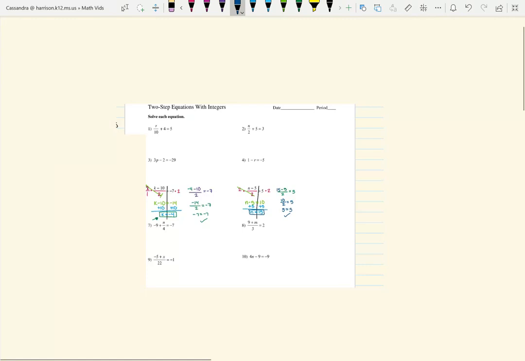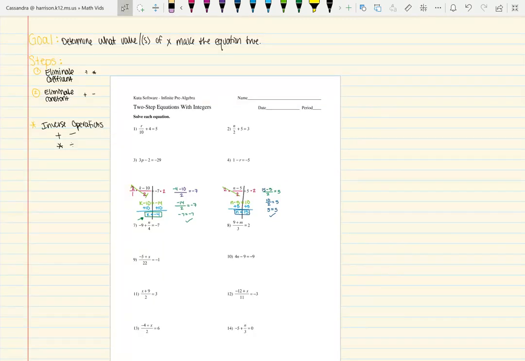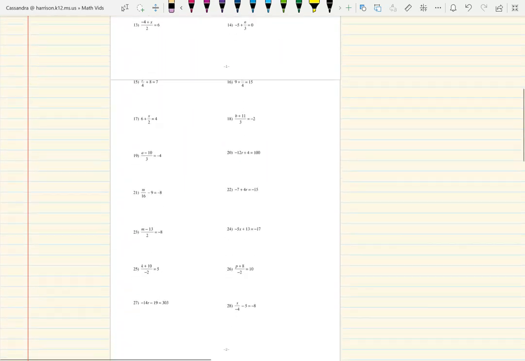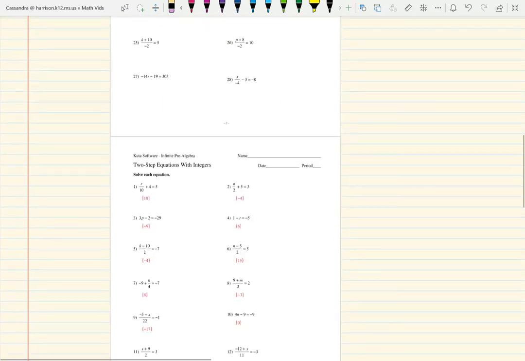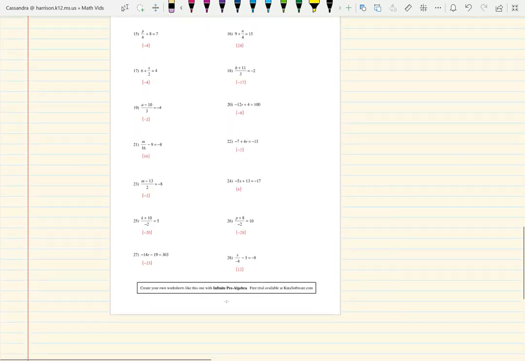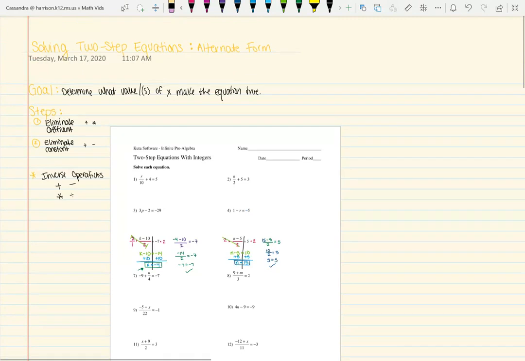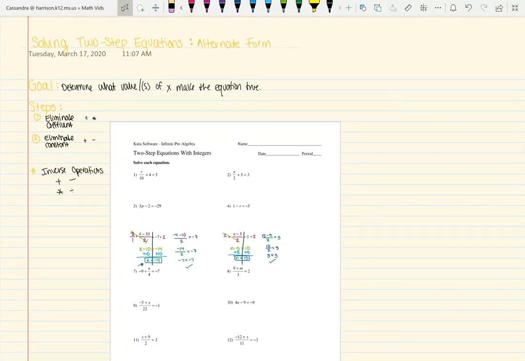That should help you guys with the rest of the problems from this worksheet. At this point, you have everything you need to solve this entire two-step equation worksheet. I highly suggest you check your answers, and any of them that you are still struggling with, please let me know so that I can help you through those. But otherwise, that's it for this video.